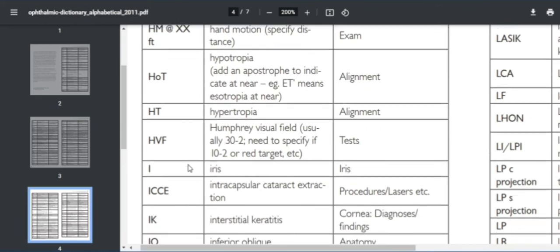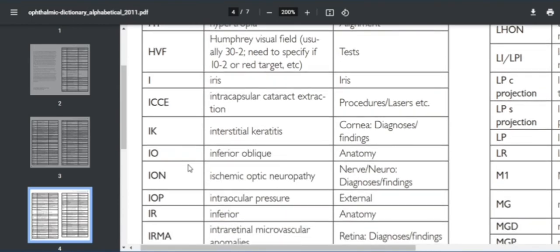HBF, Humphrey visual field. There are different types of procedures: 30-2, 24-2, 10-2, and in this procedure several point patterns are also available. So in case of neuro ophthalmology, 30-2 is performed. In glaucoma diagnosis, 24-2 is mostly performed, and in case of macular pathology, 10-2 is performed. I is the iris. ICC, there is also an old procedure for cataract extraction. Now phacoemulsification is done, and also in most cases in India, SICS is performed.